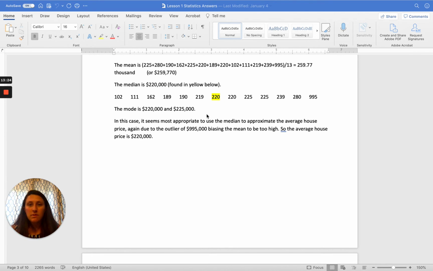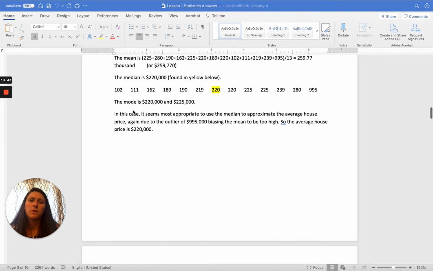So it doesn't seem appropriate to use the mode, though. If it's just the most repeated number, why would you use the mode to represent the center of the data? The median seems to be the most appropriate in this case, again, because there is this outlier. If this outlier did not exist, then the mean would be the most appropriate way to measure the average.